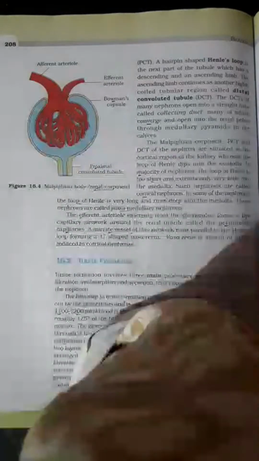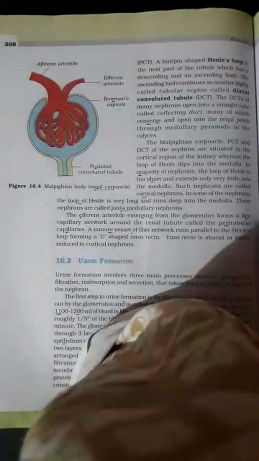What are juxtamedullary nephrons? There are two types of nephrons. Starting from the paragraph: the Malpighian corpuscle. Malpighian body and renal corpuscle are the same thing. It is made up of Bowman's capsule and the glomerulus, which is a tuft of capillaries. So this is a Malpighian body, that is a renal corpuscle.